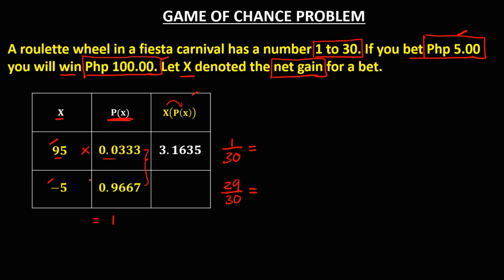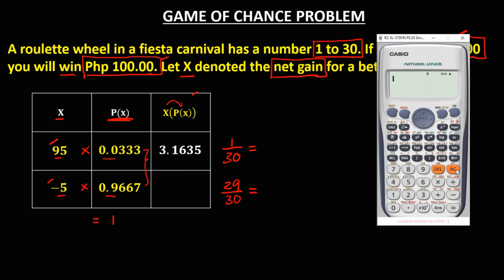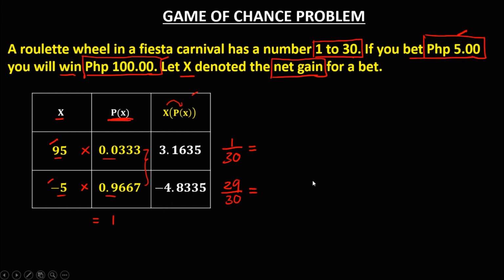Then for this row, multiply this negative 5 times 0.9667. So we have negative 5 times 0.9667 equals negative 4.8335.